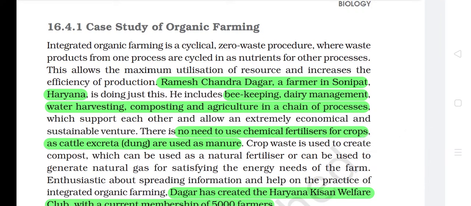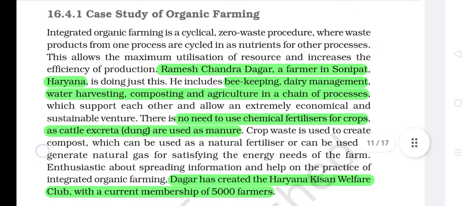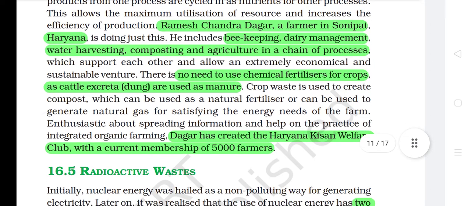16.4.1 Case study of organic farming. Integrated organic farming is a cyclical zero waste procedure where waste products from one process are cycled in as nutrients for the other processes. This allows the maximum utilization of resource and increases the efficiency of production. Ramesh Chandra Dagar, a farmer in Sonipat, Haryana, is doing just this. He includes beekeeping, dairy management, water harvesting, composting, and agriculture in a chain of processes which support each other and allow an extremely economical and sustainable venture.